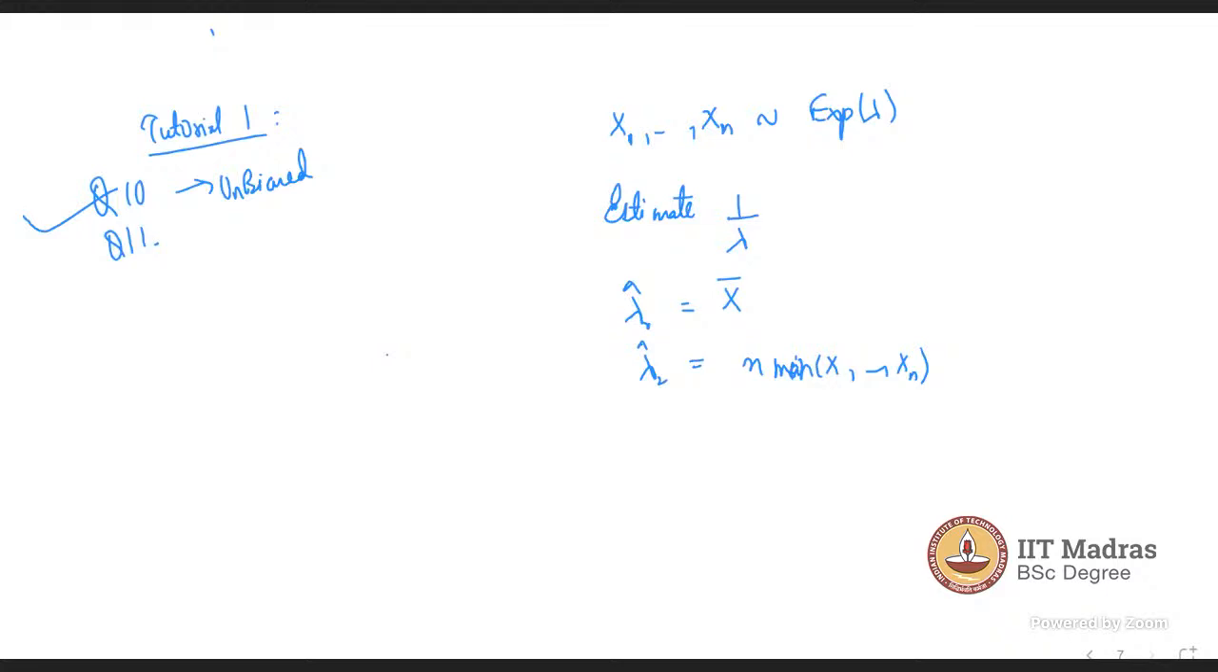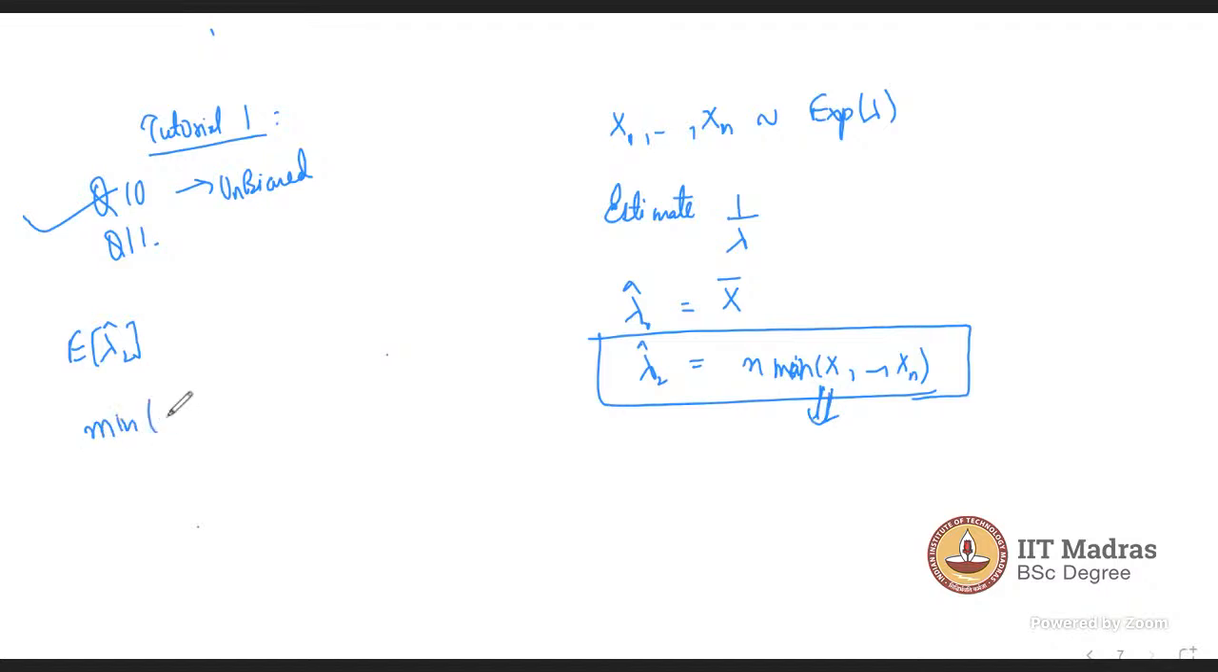Okay, so let's see. Lambda 2 hat is given as n times the minimum of x1 to xn. If we have to check the biasedness, we basically have to find the expected value of lambda 2 hat, right? So first we'll have to know the distribution of n times the minimum of x1 to xn, correct?